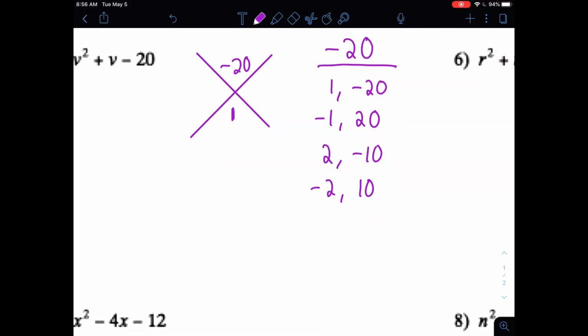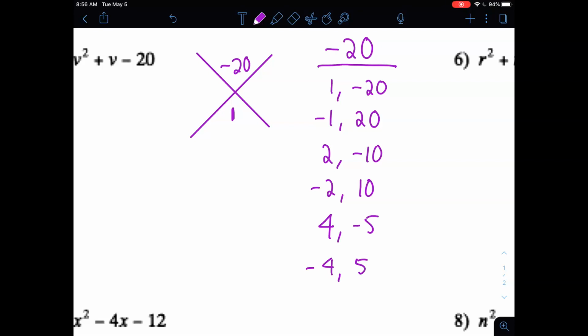Let's do 20 divided by 3. That shouldn't work. That is a decimal, so 20 does not divide by 3. 3 is not a factor of 20. 20 divided by 4 is 5, so we have 4 and negative 5, and negative 4 and positive 5.